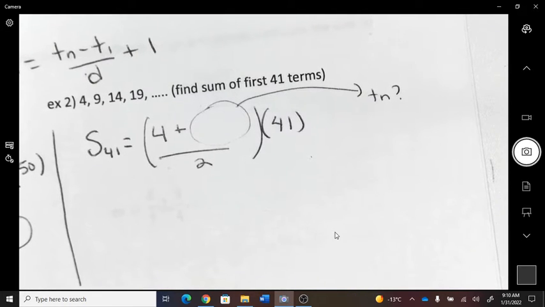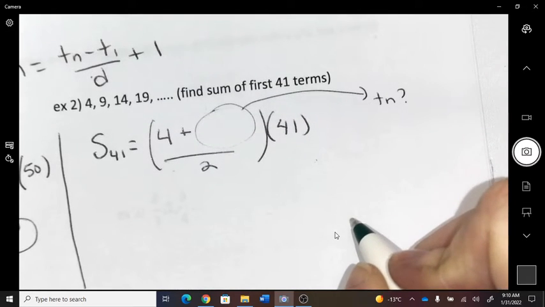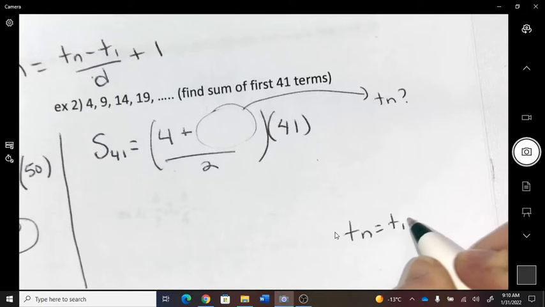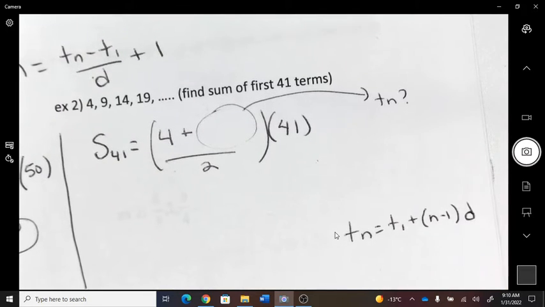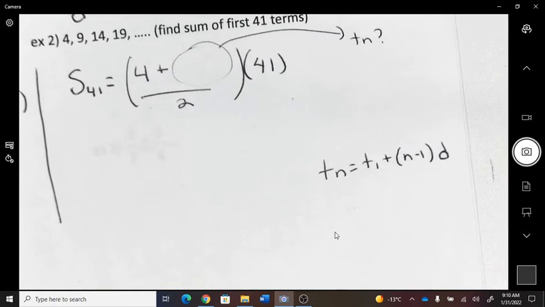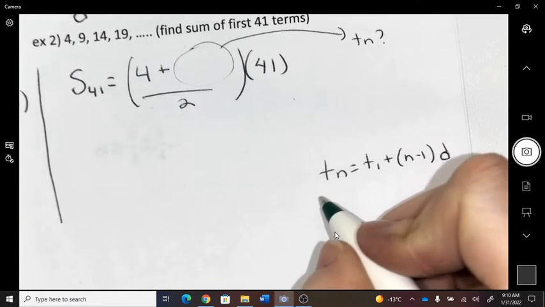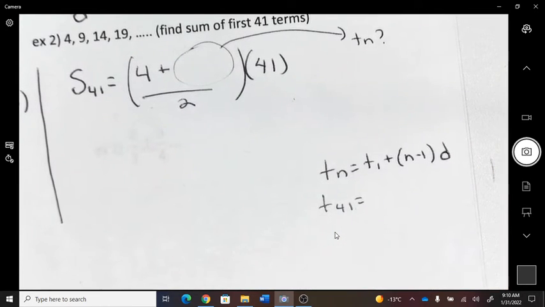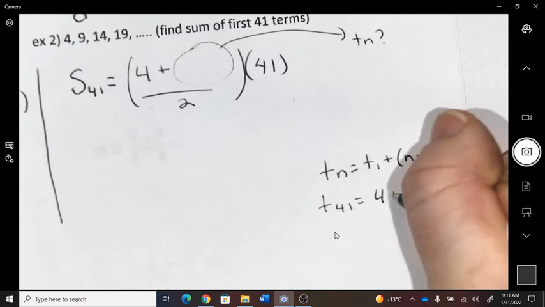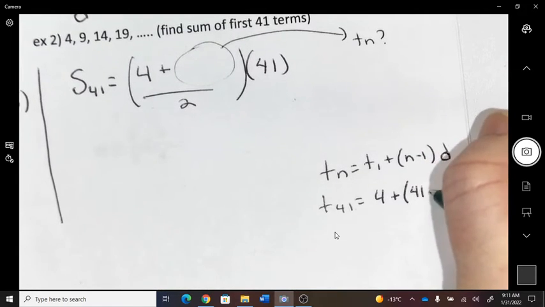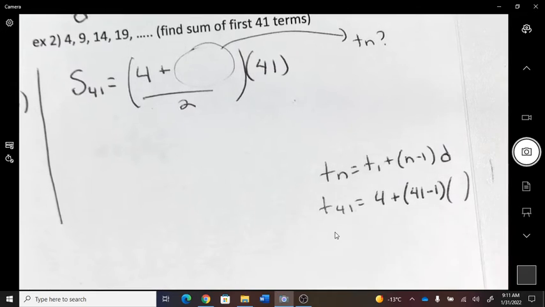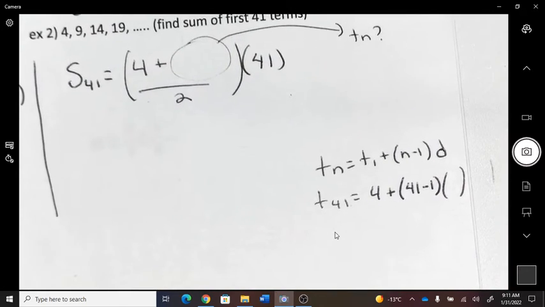Okay, guess what we did all last week? Term n equals term 1 plus n minus 1 d. Remember that formula from last week? Because last week I just asked you, can you find the 41st term in this? That's what we did last week. So let's find the 41st term. So term 41 equals the first term, 4, plus 41 terms minus 1, times the difference. So I guess we haven't figured that out yet.